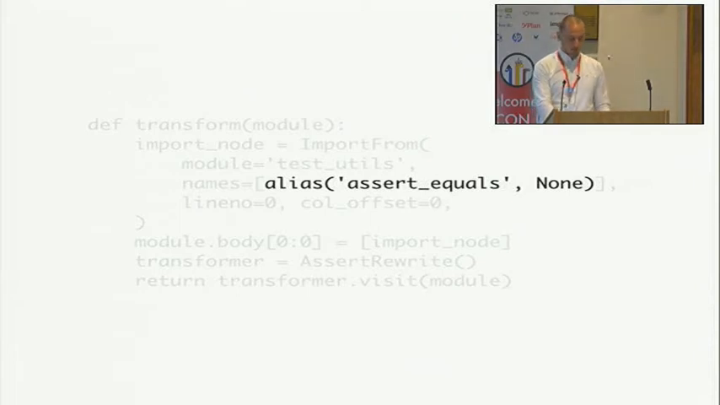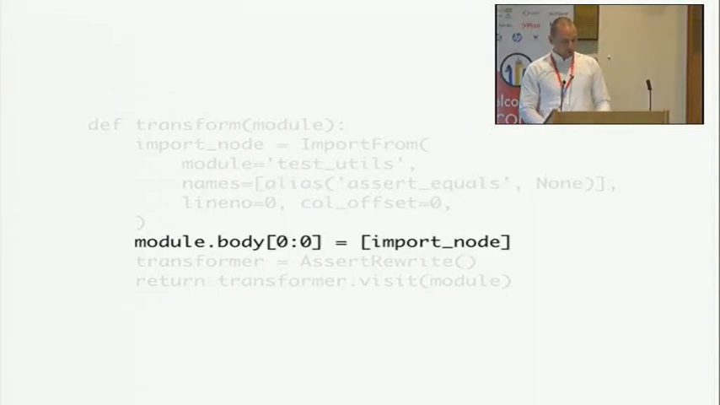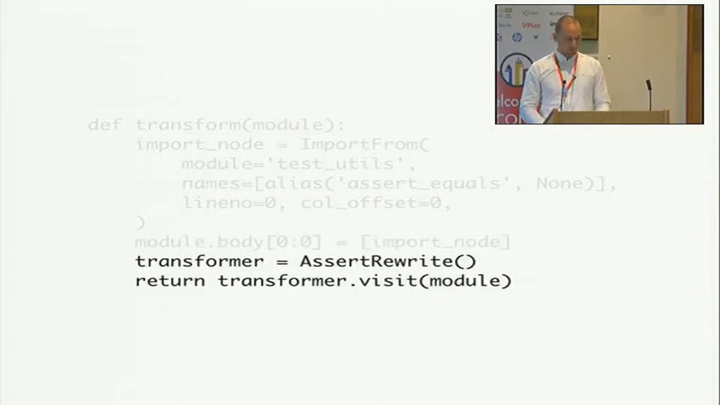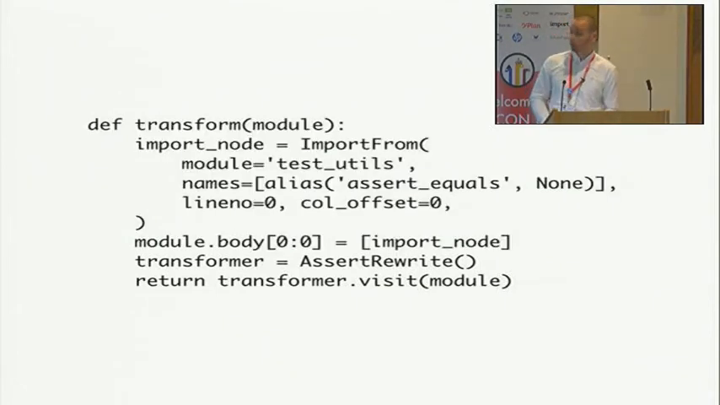And from our test_utils, we will import assert_equals. The alias node there is part of the syntax saying from something import my test function as something. We don't want the alias part, so we just say None. Okay. Now we inject our import node into the module's body at the beginning, so it's there. Now, just to keep everything together, we run our NodeTransformer that we created in the previous slide, all together, and it's done. That's the complete code. I'm glad that I included this.